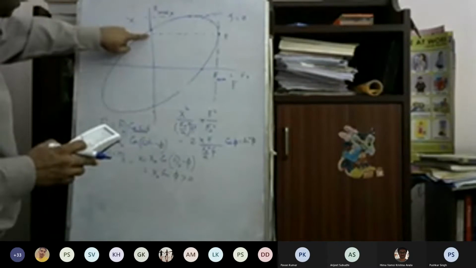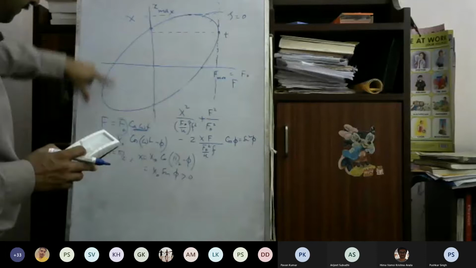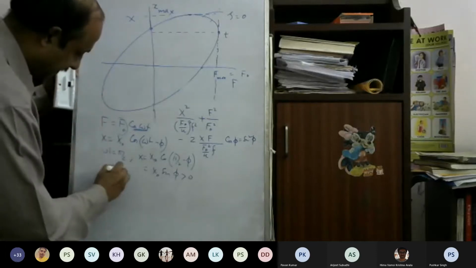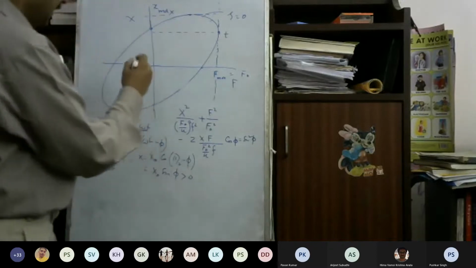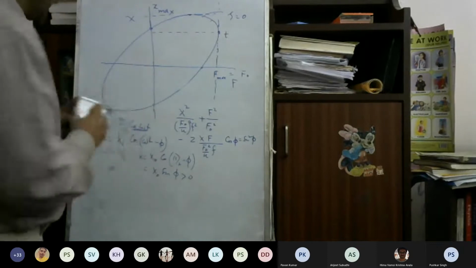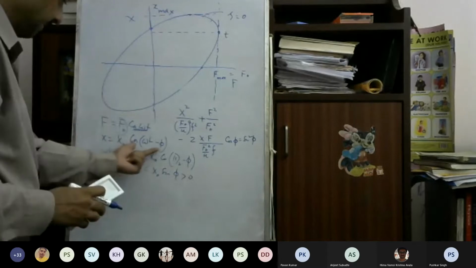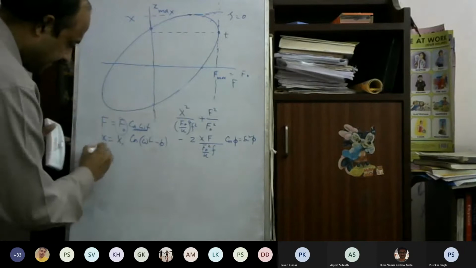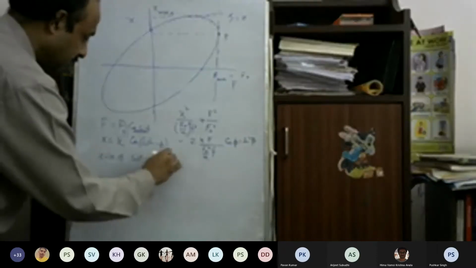Now, when x becomes 0, that is omega t, so it is here. And when f becomes 0, when x becomes 0, then omega t will be equal to phi. When x is equal to 0, that happens at omega t equal to phi plus pi by 2.